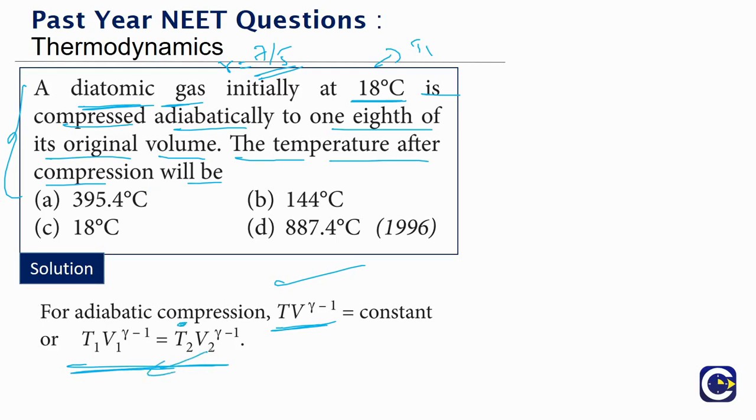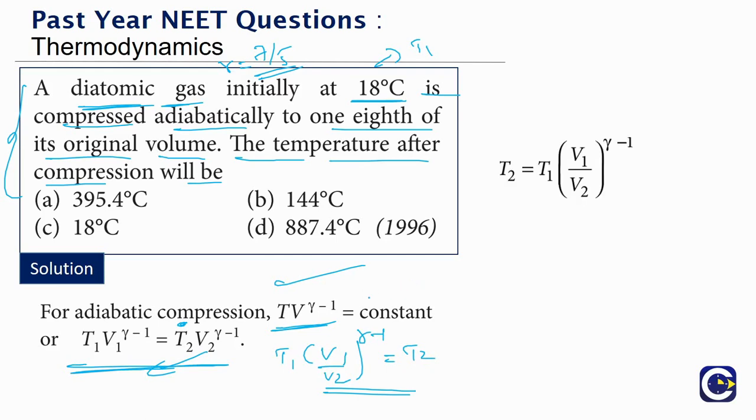So we will bring the V2 power gamma minus 1 to the right side. T2 is T1 into V1 by V2 whole power gamma minus 1. That is the T2. What is the T2 value? It is T1 into V1 by V2 whole power gamma minus 1.